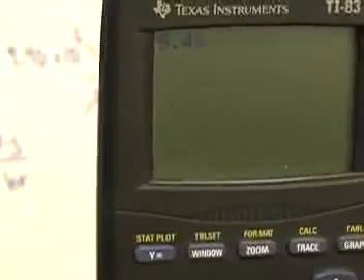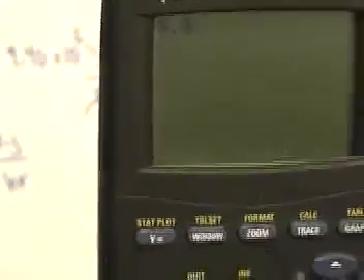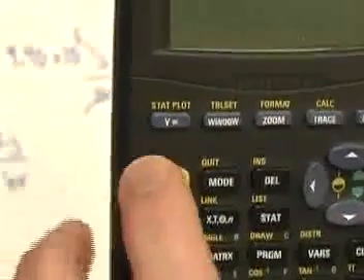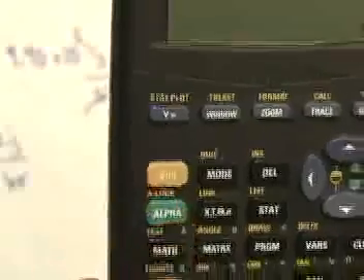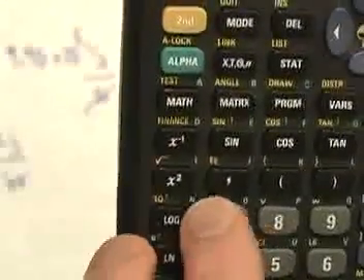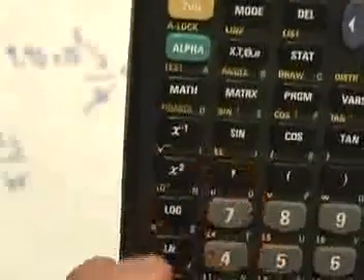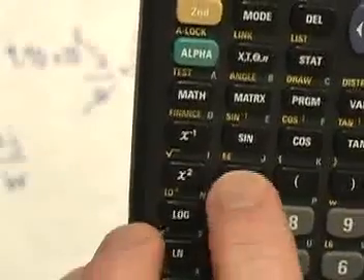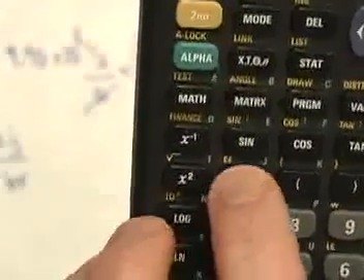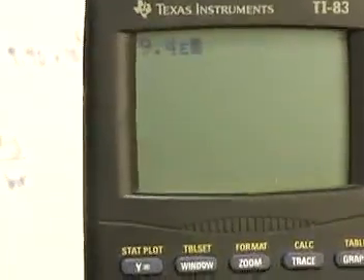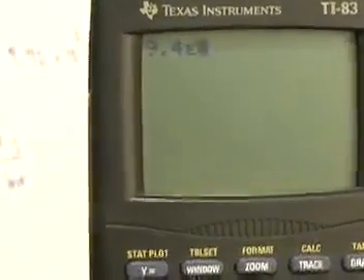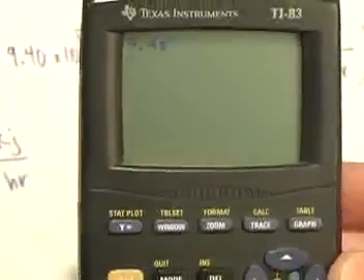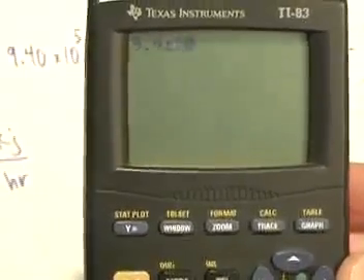Now there's 2 ways to enter the times 10 to the 5th. I'm a big fan of pushing the second button right here, and then pushing the button above the 7 where it says EE right here. It's on the comma, or I think it's a comma, and it puts a little E on the screen that looks like this. See the 9.4 E? And then I put in the exponent, and the exponent is 5.